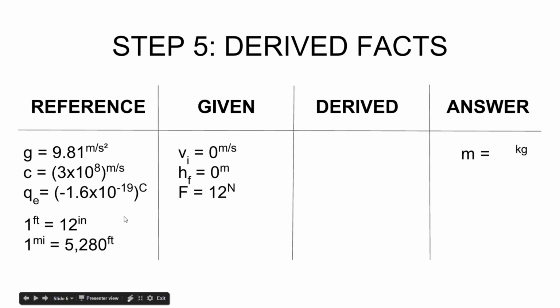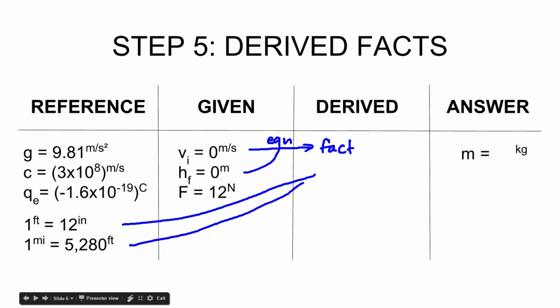Step 5 is to work out some derived facts. So what happens is you take the facts that you already have and you combine them using equations to come up with new facts. Sometimes you don't even use all the facts that you came up with from these 2 columns, and that's okay. Just leave them in there. If you want to cross them out later, you can. Eventually, you'll use all your facts to get to your answer.